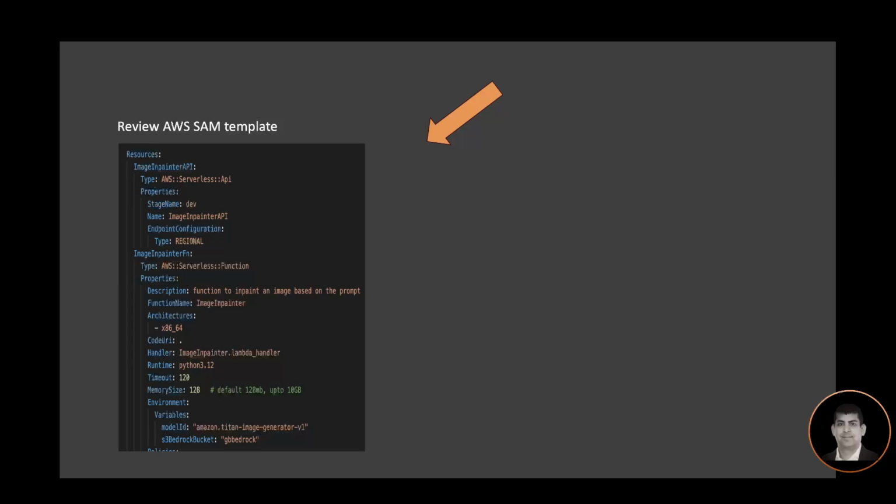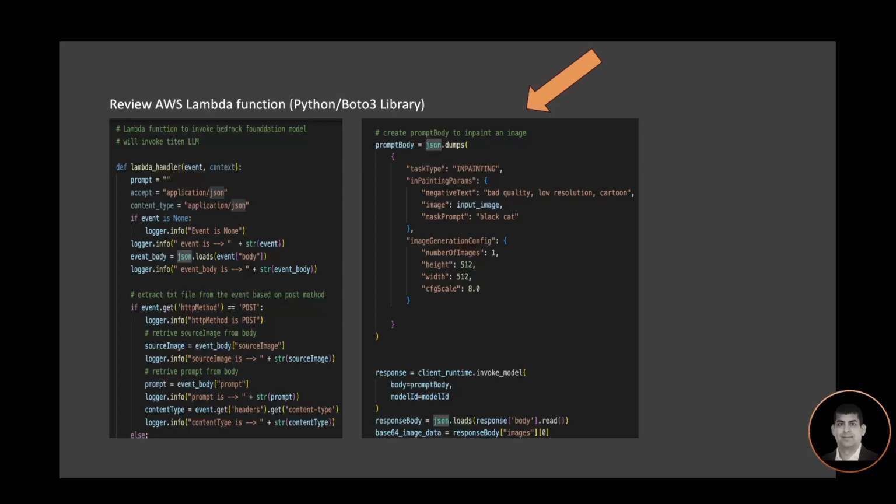The handler is image painter. Its runtime is Python 3.12. My timeout is 120 seconds, and memory size is 128. I'm also defining an environment variable, which I'm using to pass the model ID at runtime, and also my S3 bucket. The other resource defined here is the REST API, and that is the API that's integrated with the Lambda function.